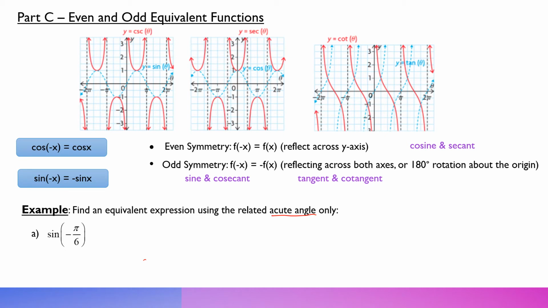What I'm going to do is use the symmetry, the one that we were just talking about right here on the screen. Using the symmetry, sine of negative pi over 6. So using symmetry, how could I write an equivalent expression? How could I write this a different way? Negative sine of negative pi over 6 is equal to what? Remember that sine is an odd function.